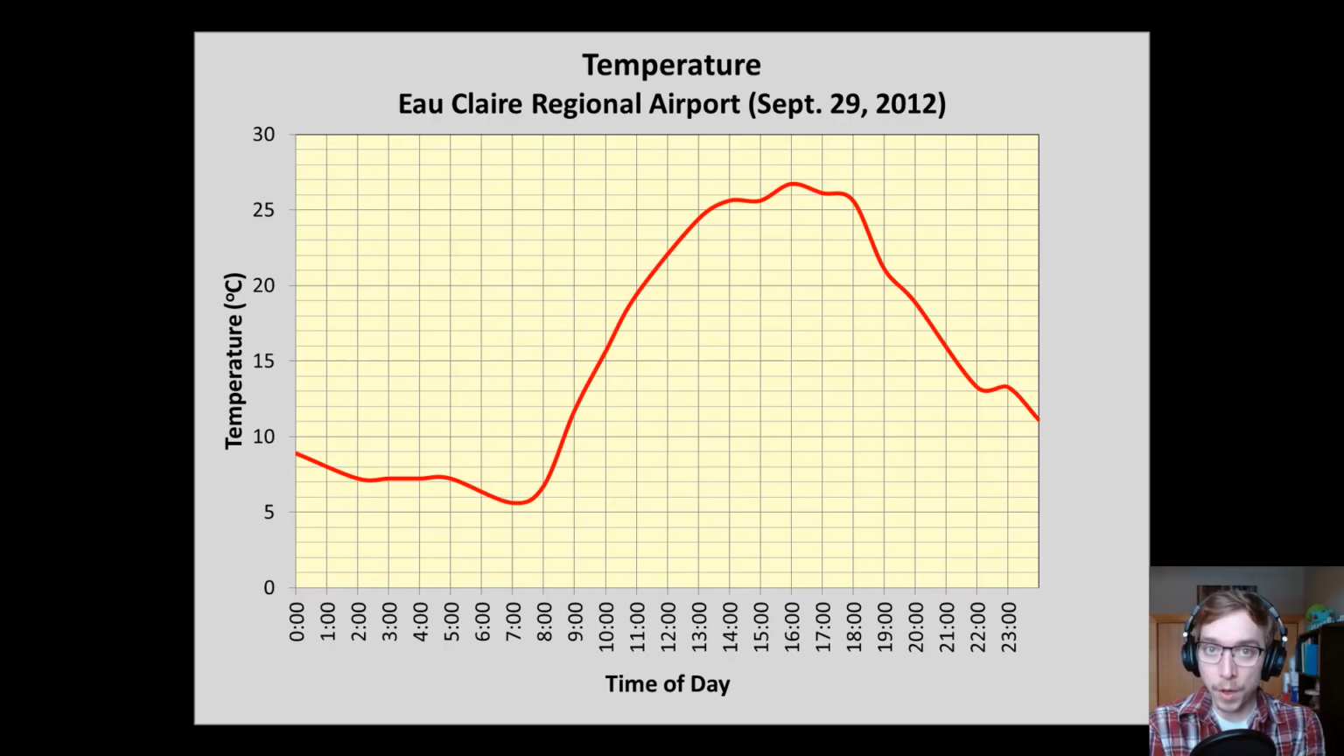Now, it's worth noting that humidity indices are not stagnant. They change and vary throughout the day. If we look at this temperature readout, the red line here is temperature. This temperature readout at the Eau Claire Regional Airport is from September 29th of 2012, just a single day readout from midnight to midnight. We see what you would expect.